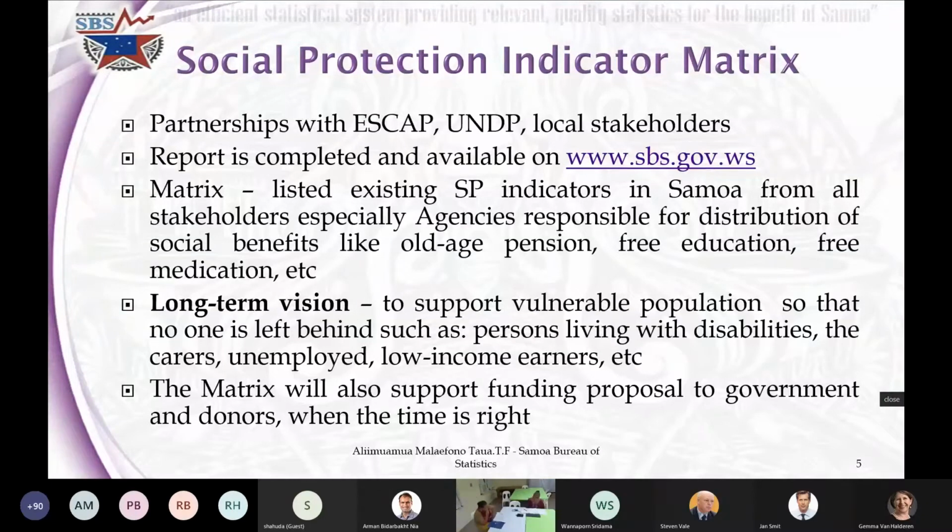The unemployed, low-income earners. Those are the types of vulnerable groups that the matrix could help in the future. Hopefully, when the time is right, we hope that the matrix will support funding proposals to governments and also to donors who may be able to contribute in the future. So it doesn't matter when this will happen. I think what we really enjoyed was putting this together to help all our other UN agencies in Samoa.